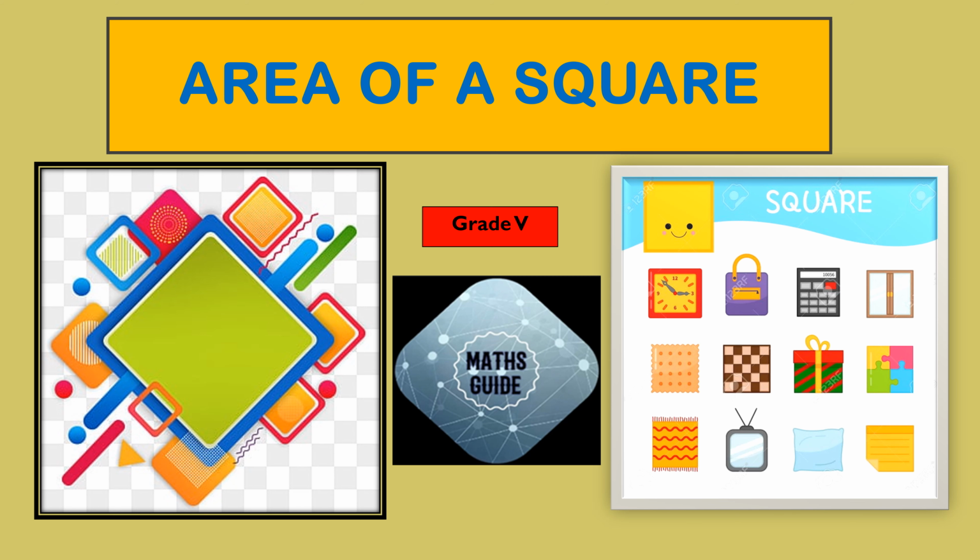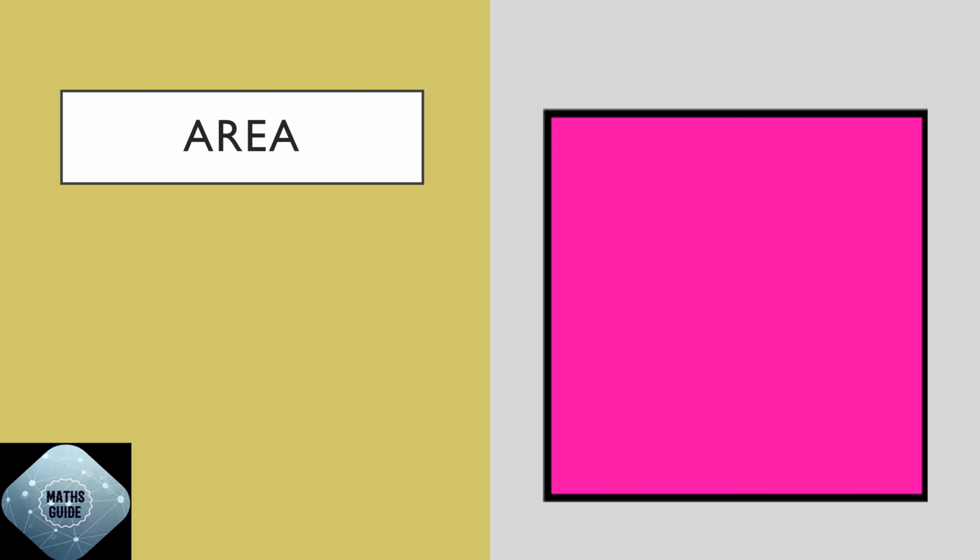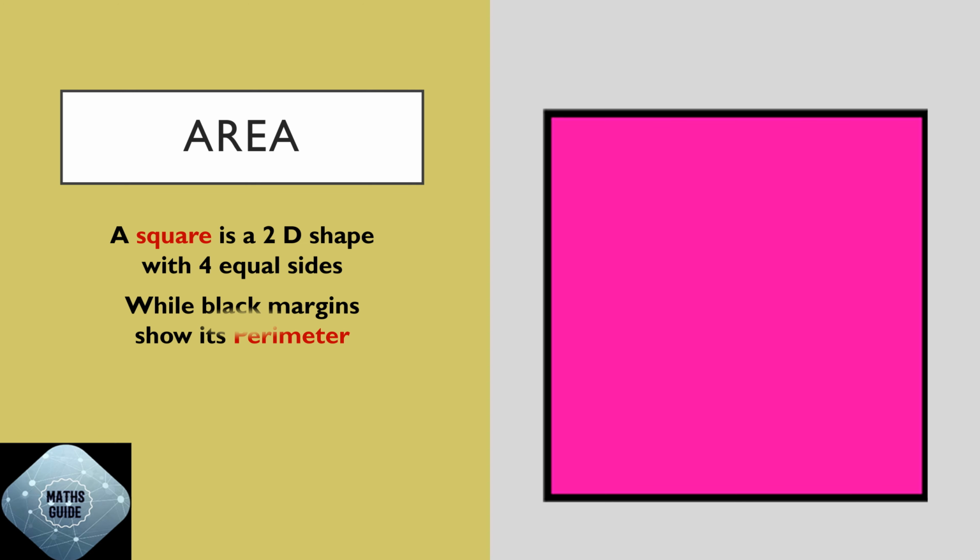So let's get started. This pink shape is a square. A square is a 2D shape with all four sides equal in length. The black boundary around this shape represents its perimeter. A complete video on the perimeter of a square is already uploaded on Maths Guide. Link is provided in the description.